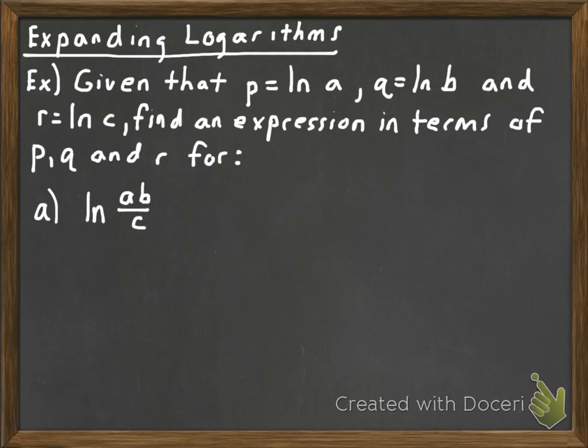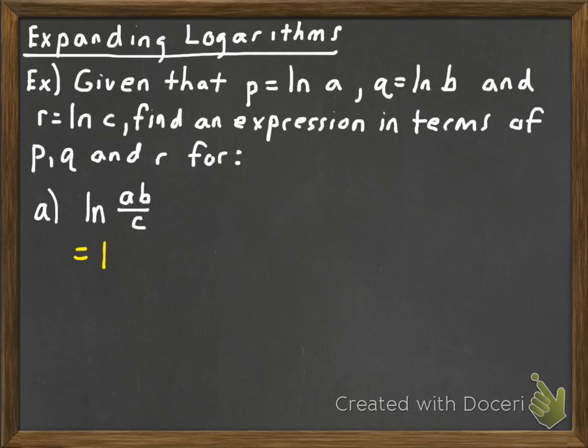Because as soon as we have that, then we can replace ln of a with p, and so forth. All right, now you're going to see this logarithm has 2 things going on. It's got a quotient, the quotient of ab with c, and then it's got a product as well. Let's see what we can do then to expand it.